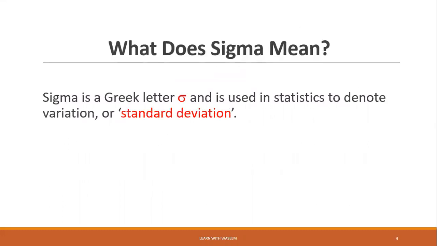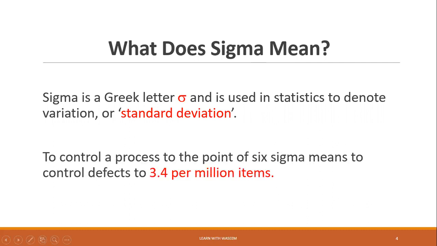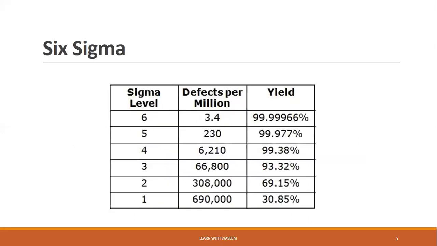What does sigma mean? Sigma is a Greek letter which is represented by this symbol and is used in statistics to denote variation or standard deviation. So sigma is actually represented by this Greek letter, and it shows the standard deviation or variation. To control a process to the point of Six Sigma means to control defects to 3.4 per million items. We will discuss it in the next slide.